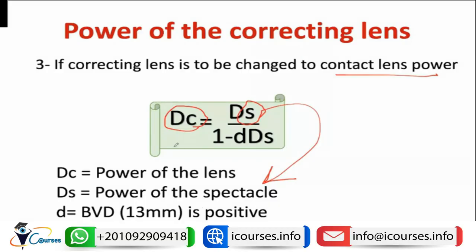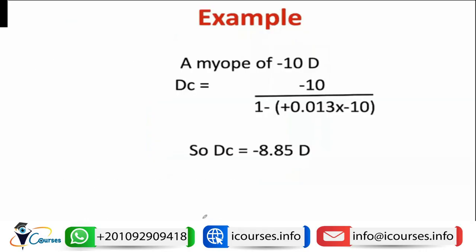So the dioptric power of the contact lens will be equal to the dioptric power of the spectacle divided by 1 minus d, the back vertex distance, multiplied by the power of the spectacle. And here we have the back vertex distance, which is positive. Why is it positive here?